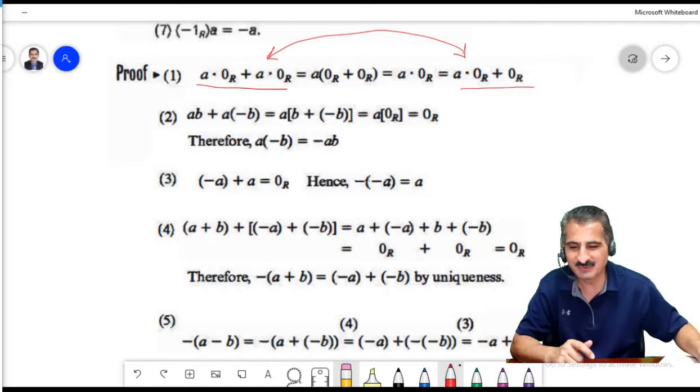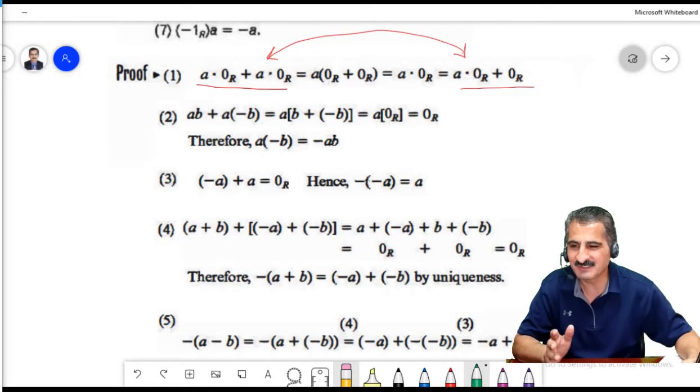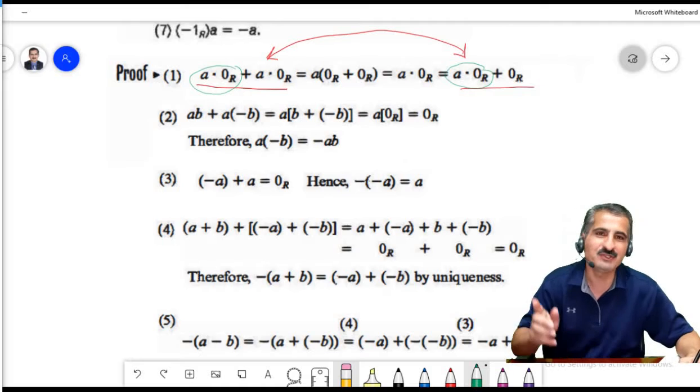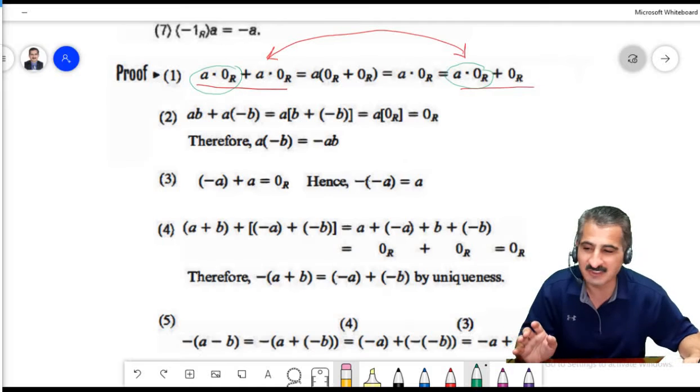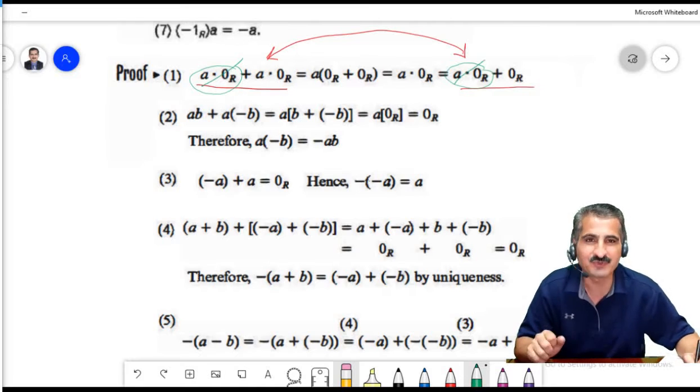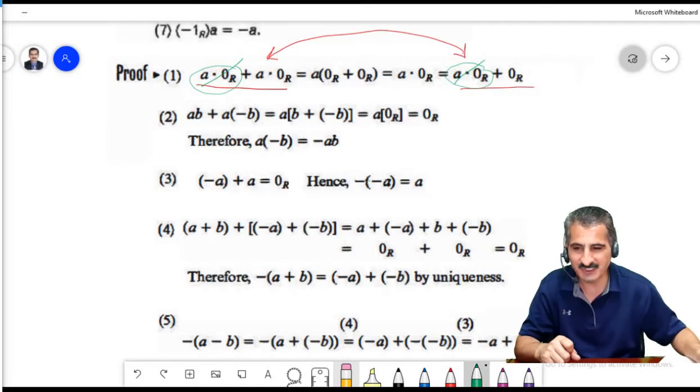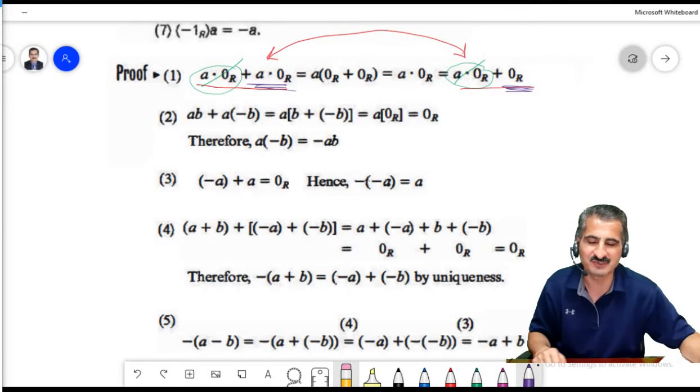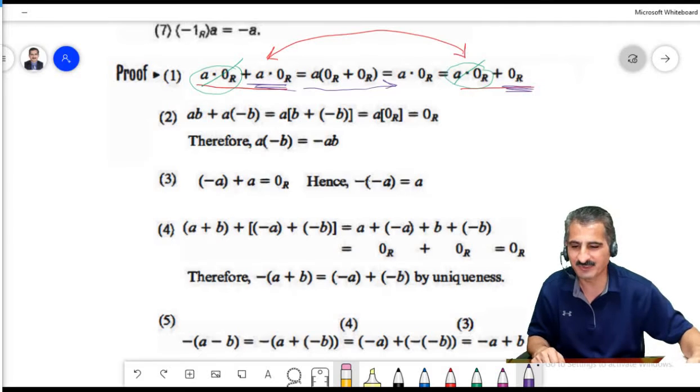What will it do next? It will say, okay, so I have something plus some other thing, and that something is coming back here again. So this element is repeated here. So by the theorem we just have seen, we can do cancellations for addition. So we are left with this part here equals that part. So a times 0 is 0. So this is the idea, and you can follow through that. Okay, let's go to the second part.